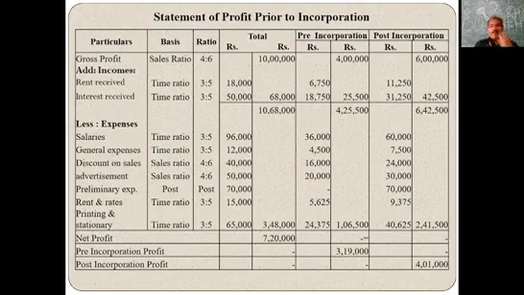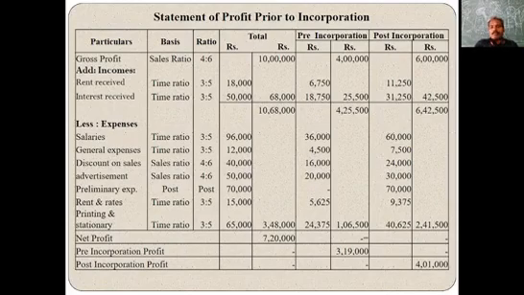So, do you understand the answer in the previous question and this question? There was no income in the previous two problems. In this problem we have an income, so we add it to the gross profit and then deduct the expenses. We get net profit, profit prior to incorporation, and post-incorporation profit.